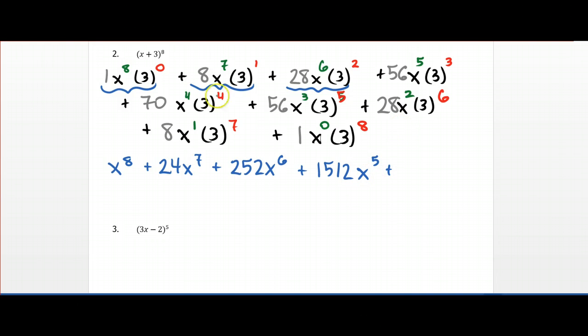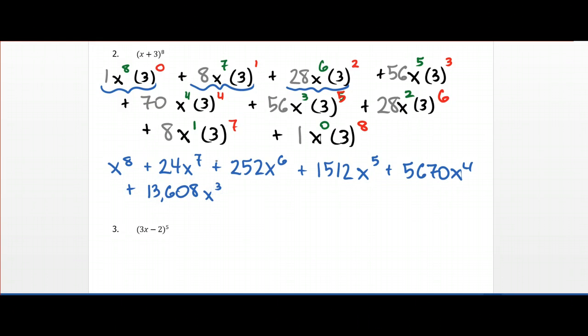The next term, 3 to the 4th. 3 to the 4th would give you 81. 81 times 70 will be 5,670. So 5670 x to the 4th. Okay, the next term, you're going to do 3 to the 5th, and then take that answer times 56. That will give you 13,608 x to the 3rd.